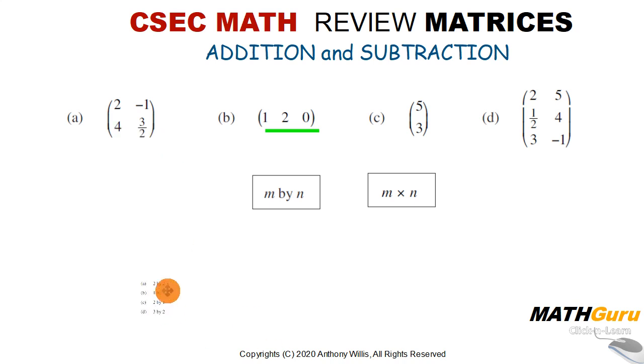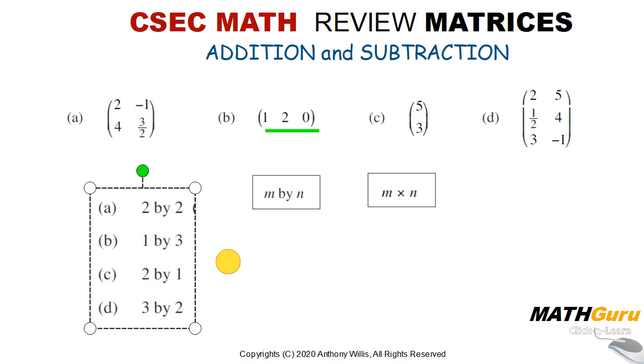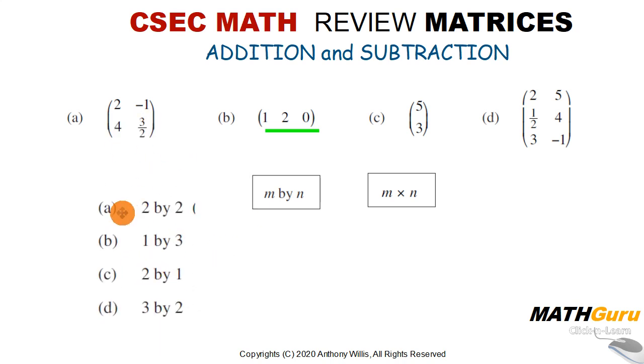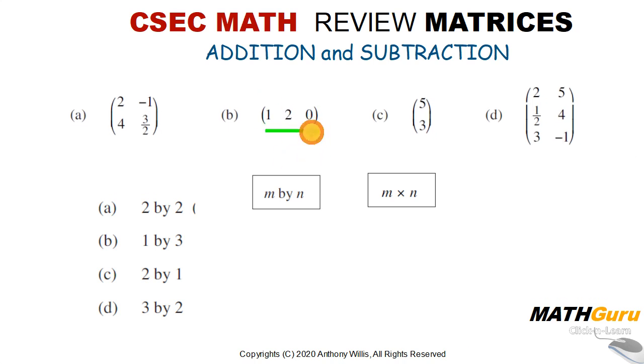Now if you said this is a 2 by 2 matrix, A is a 2 by 2 matrix. B is a 1 by 3 matrix: 1 row by 3 columns. This has 3 columns: 1 column, 2 columns, 3 columns.